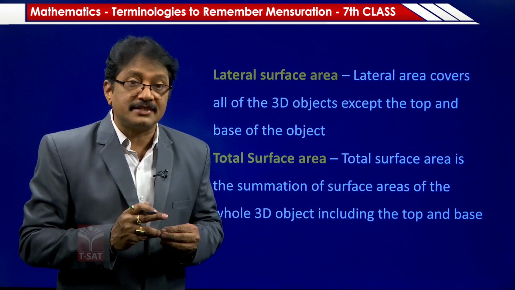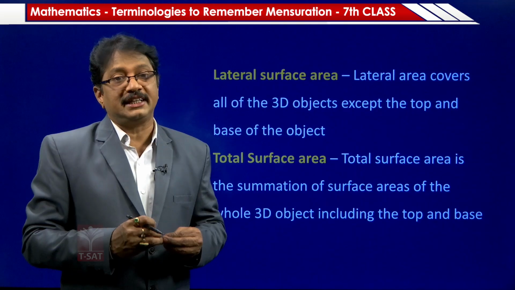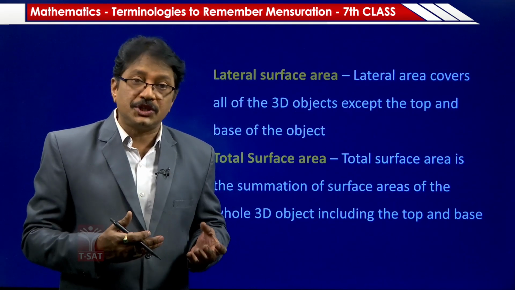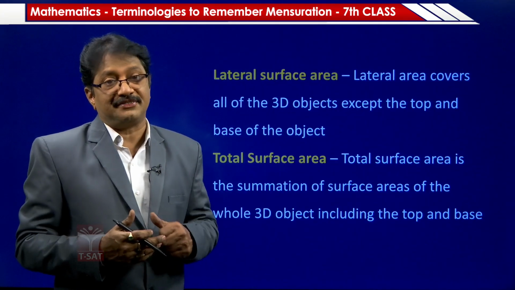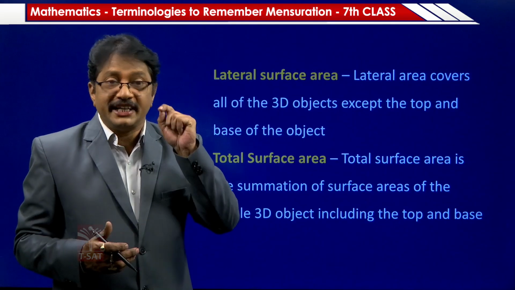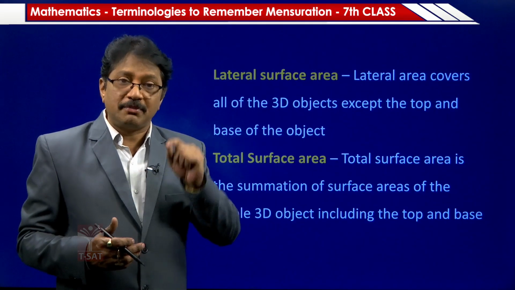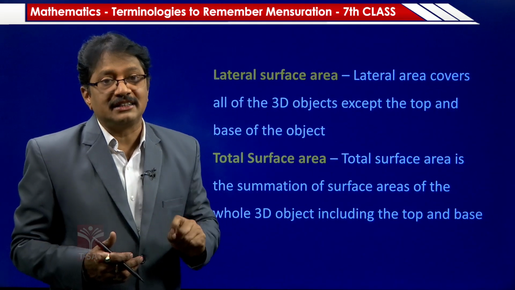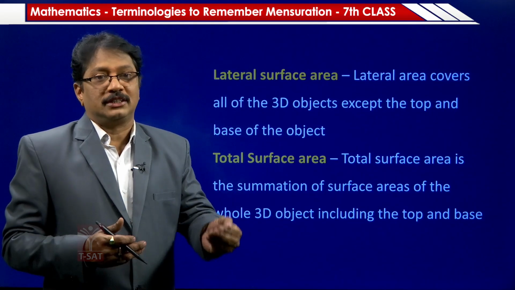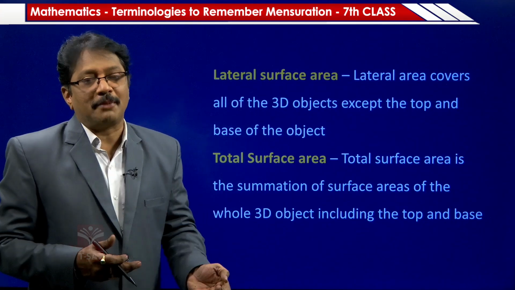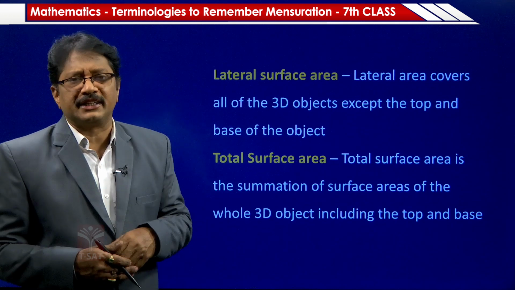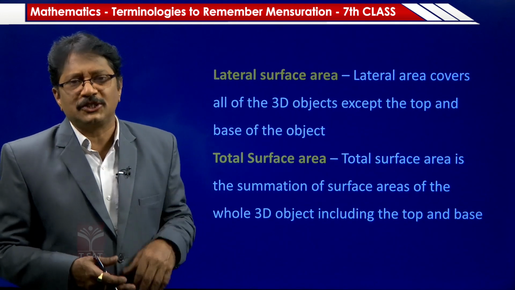Most of the children feel difficulty when they are going to calculate the total surface area, lateral surface area, curved surface area. A very simple thing here. What is the simple thing here? When you exclude top and bottom, that is called curved or lateral surface area. When you include the top and bottom, then we call it a total. Very simple. Exclude, include. When you exclude, it's a lateral. When you include, it's a total.